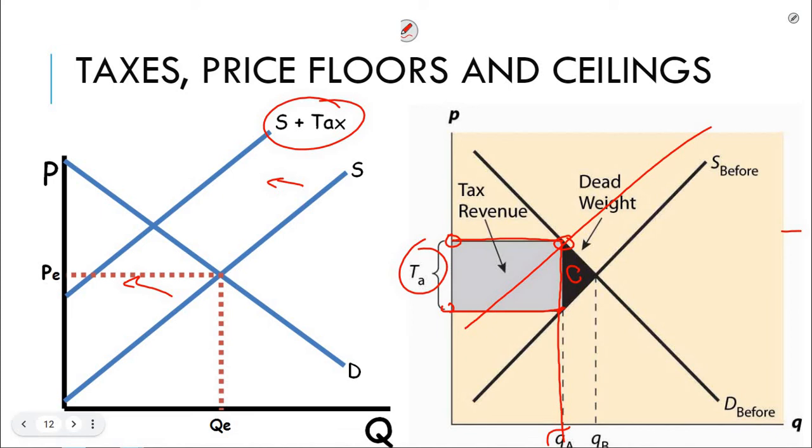So this is how you graph a consumption tax. You show it as a decrease in supply, and the tax revenue is, again, the difference between the price with the tax and the price that the producer would produce it for at that quantity. And then there's your deadweight loss.